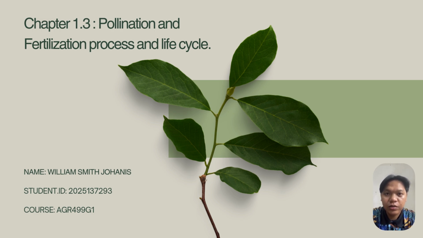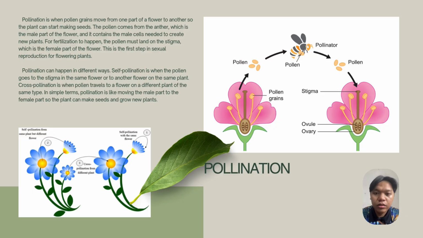Today I will be presenting about chapter 1.3, pollination and fertilization process and life cycle. In this chapter, we will explore how pollination happens in plants, how it leads to fertilization, and the complete life cycle of a flowering plant. This process is very important in agriculture and plant production because it helps plants reproduce and produce fruit and seeds. So let's start with pollination.